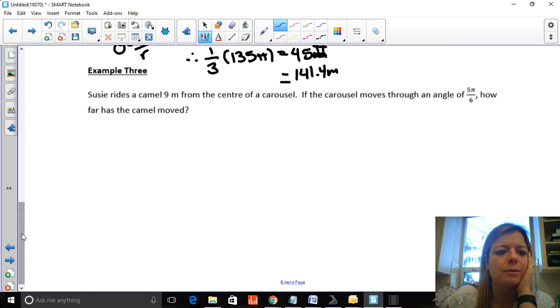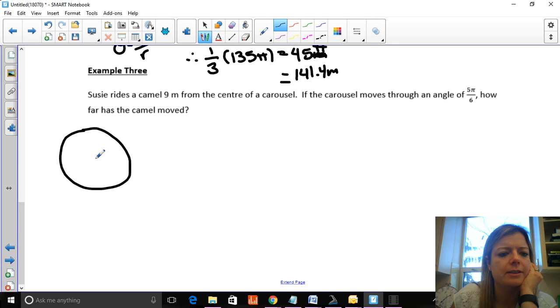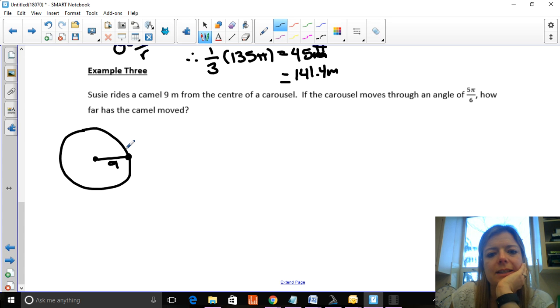Okay, Susie rides a camel 9 meters from the center of a carousel. Okay, so imagine here's the carousel and here's Susie. Okay, she is 9 meters away from the center. Okay, so in other words, the radius is 9. If the carousel moves through an angle of 5 pi over 6, how far has the camel moved?